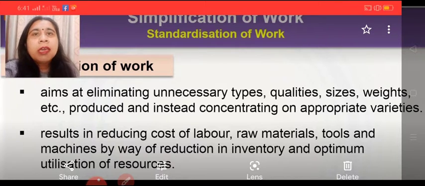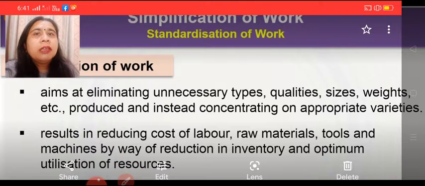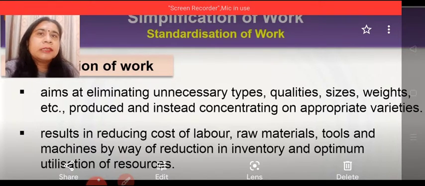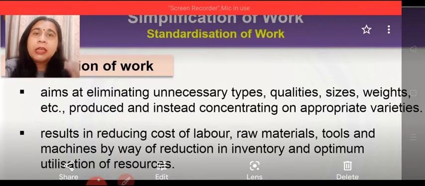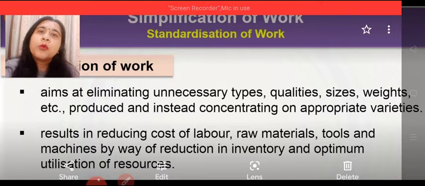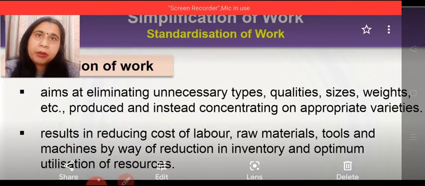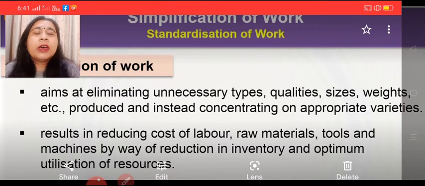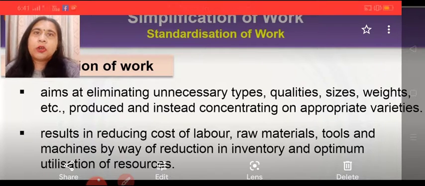That is, everything is to be made more and more simple. Simplification of work aims at eliminating unnecessary types, quality, sizes, weight, design, features, etc. of the products produced and instead concentrating on appropriate varieties of the product. That is to make things more and more simple. This results in reducing the cost of labor, raw material, tools, machines by way of reduction in inventory, that is stock, and optimum utilization of resources.